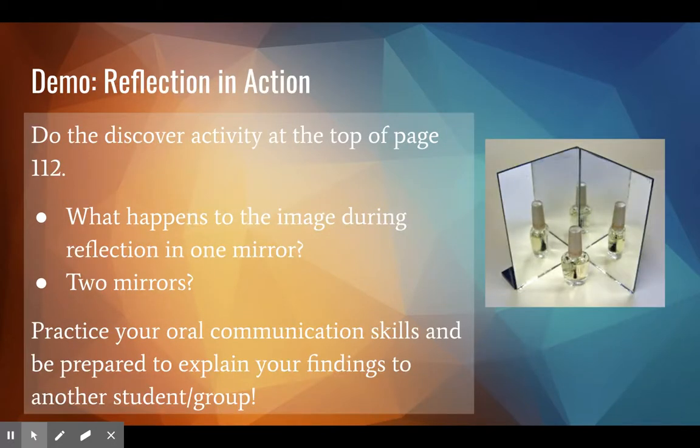So the reflection activity on page 117 sort of looks like this. If you're able to do this at home with 2 mirrors, feel free, but you can take a look at what happens in the image of the nail polish bottle with 2 mirrors set up. What typically happens to the images that are reflected back to you in mirrors? How does the image change when 2 mirrors are set up? Do you see anything new? This is a good time to practice your oral communication skills, so feel free to pause the video to discuss this.